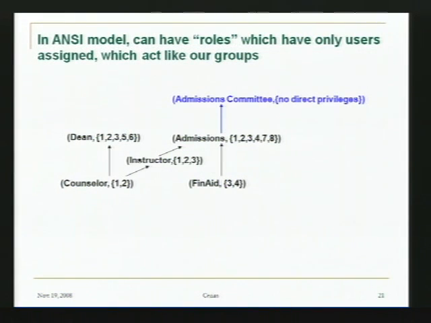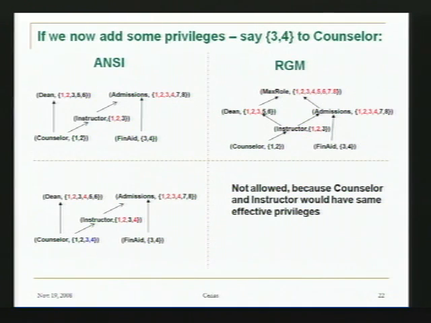In our case, if you really want two separate roles, you can put in a dummy permission to make them unique. The ANSI model also has these roles which have no additional permissions, but only users assigned to them. Again, we can't do this because we'd be obliged to put a cycle there. So that's really how they deal with groups, and I think it's better to have the groups modeled with a separate structure.